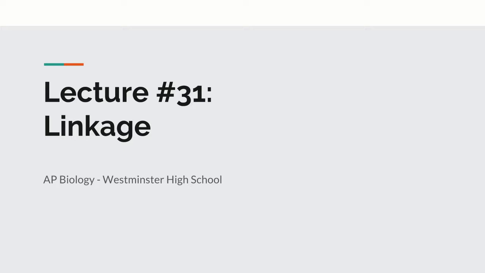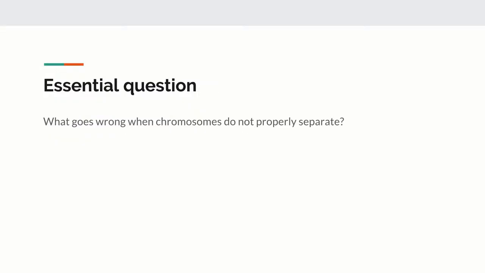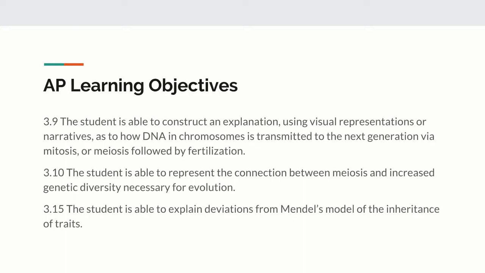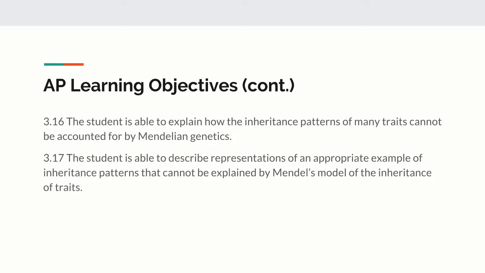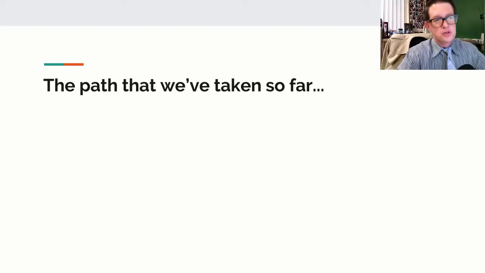Welcome back for more AP Biology. Today we're going to be dealing with linkage and the issues associated with linkage. So what happens when chromosomes don't separate? Which is not a linkage issue, but it kind of is. There's quite a few things that you'll get tested on, references to the book.